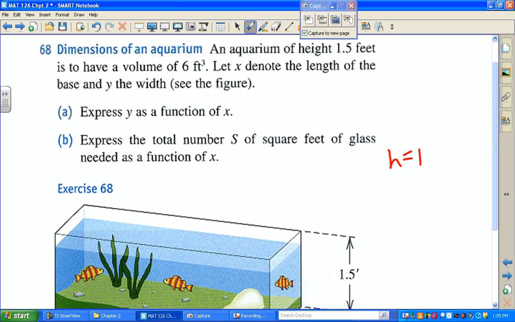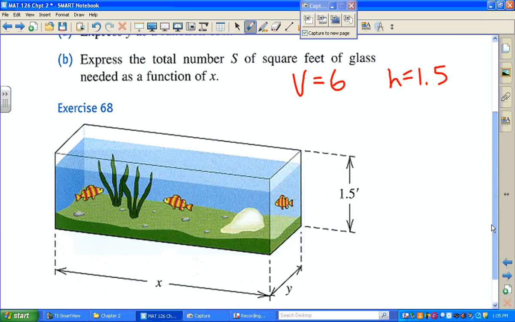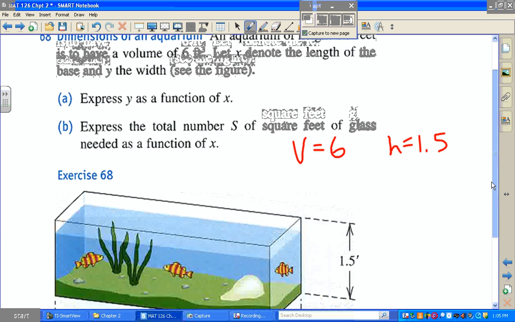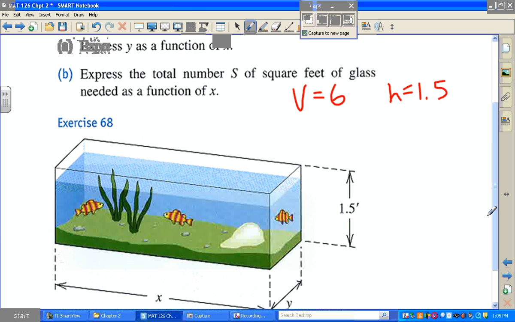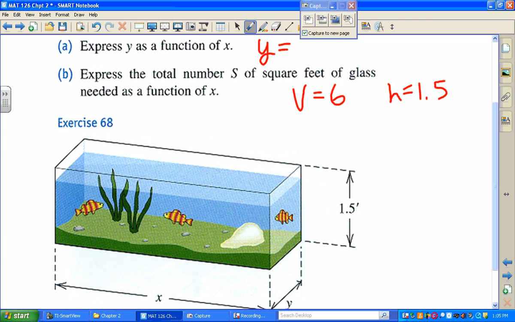H equals 1.5. V equals 6. Let x denote the length of the base and y the width. Oh, look at that. They've already got it on there for you. Okay. Express y as a function of x. Do you know what that means? Express y as a function of x means you have one single y, and x is your independent variable.